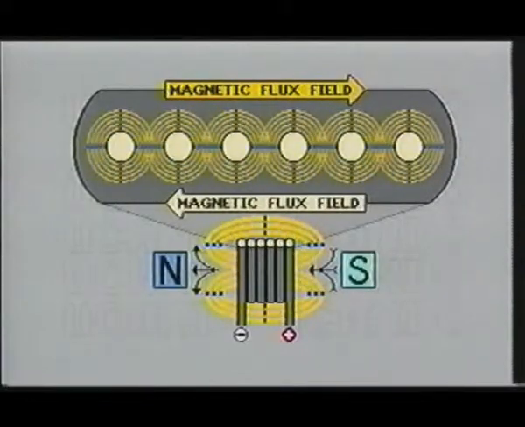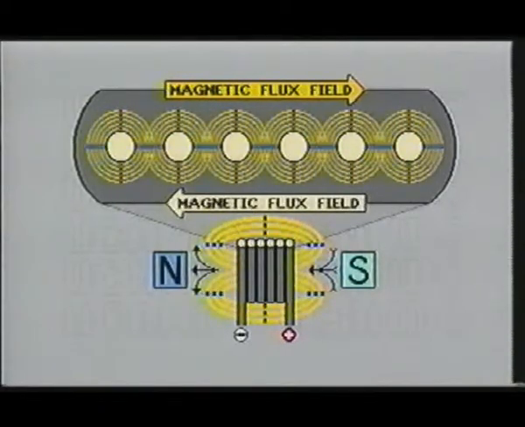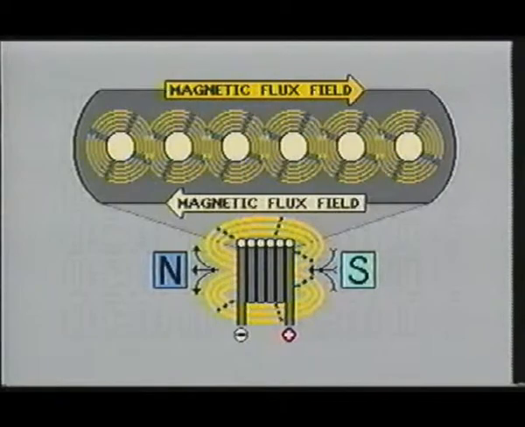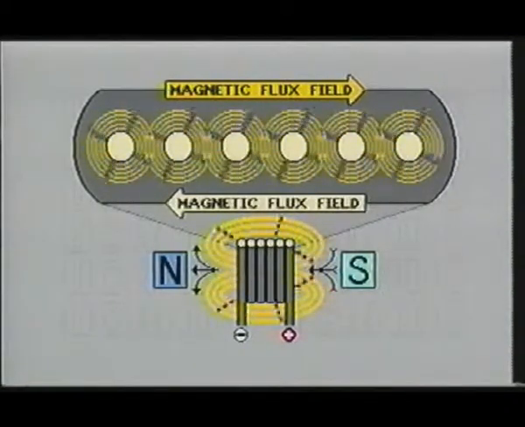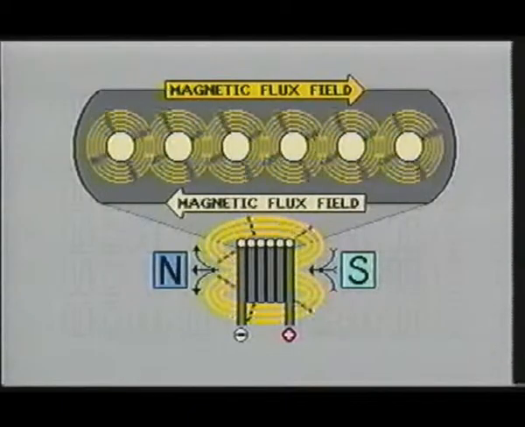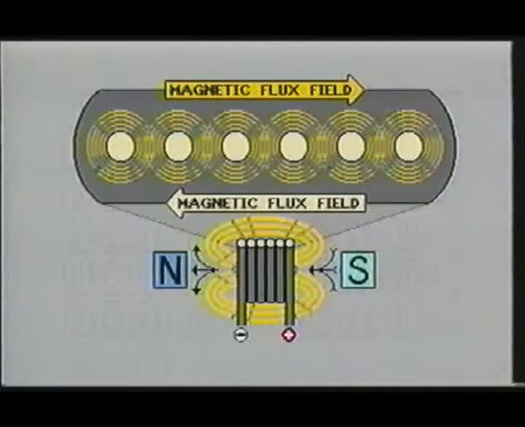Another magnetic phenomenon occurs when the wire is wrapped in a coil configuration. Notice that the individual magnetic flux fields all add together to make one large circulating magnetic field. Also notice that this magnetic field has a north pole and a south pole, much like a permanent magnet.